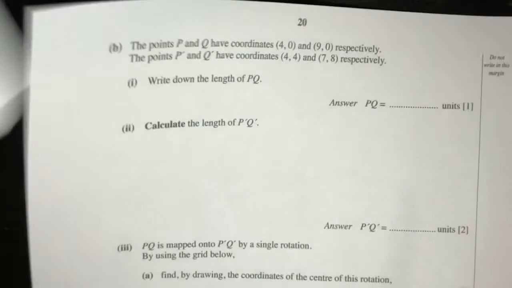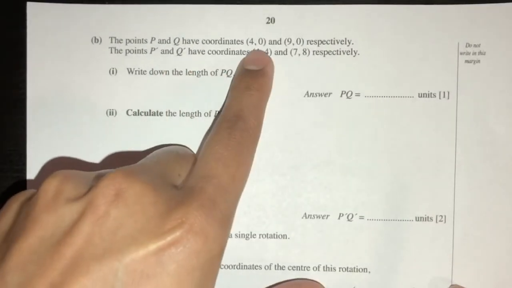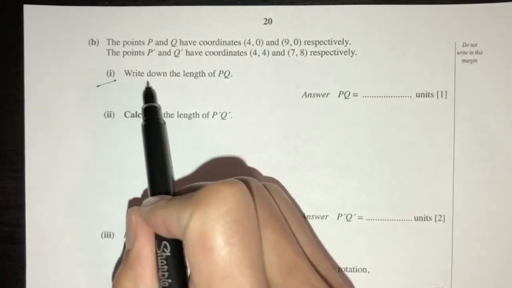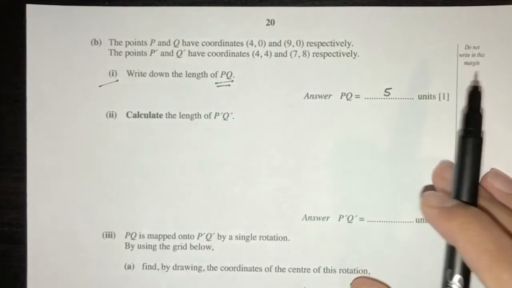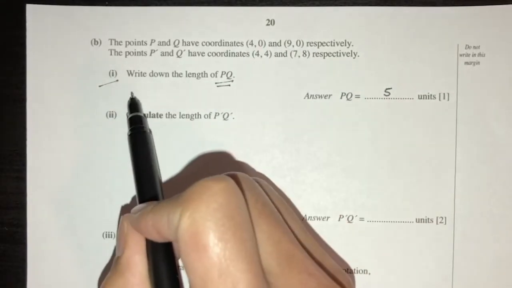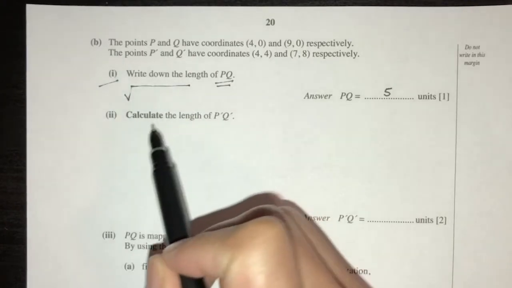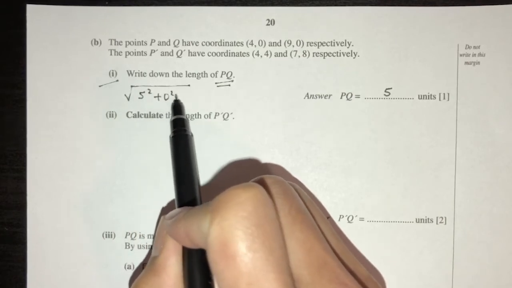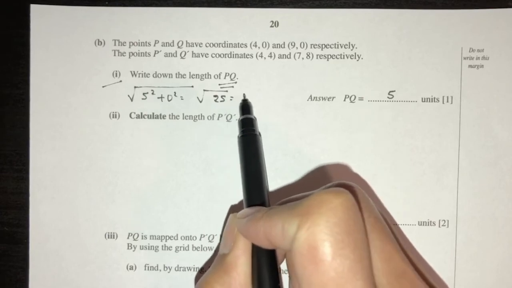So now let's move on to part B. The points P and Q have coordinates this and this. Okay. Part 2, write down the length of PQ. That is 5 units. But you can just calculate that as well. So if we do this, this minus this will be 5 squared plus 0 squared, that will be the square root of 25, which is 5.